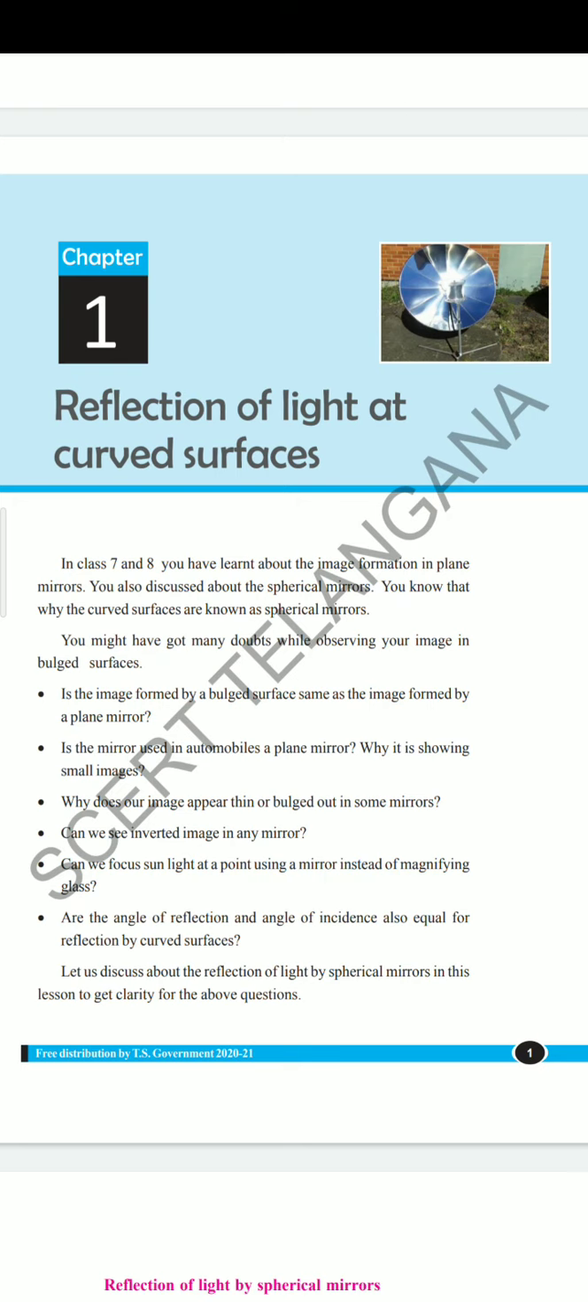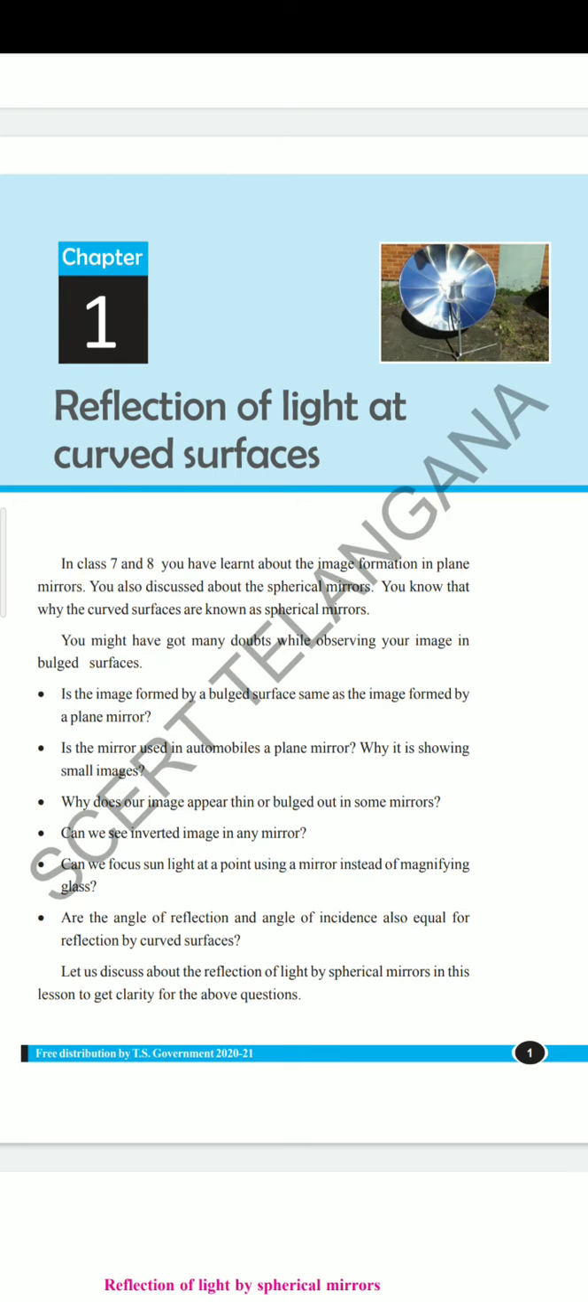Is the image formed by a bulged surface the same as the image formed by a plane mirror? Is the mirror used in automobiles a plane mirror? Why is it showing small images? Why does our image appear thin or bulged out in some mirrors? Can we see an inverted image in any mirror?